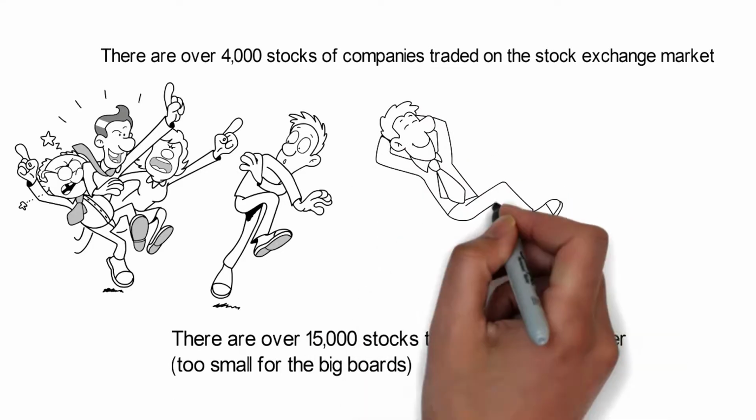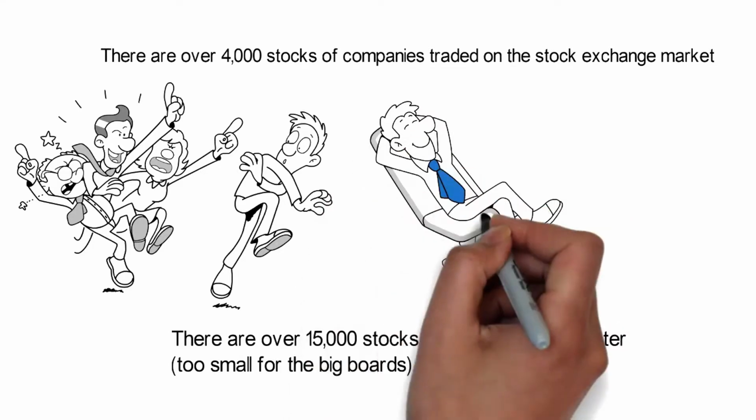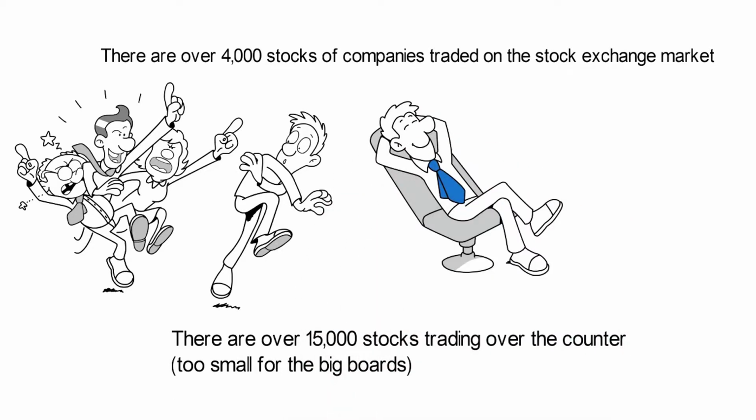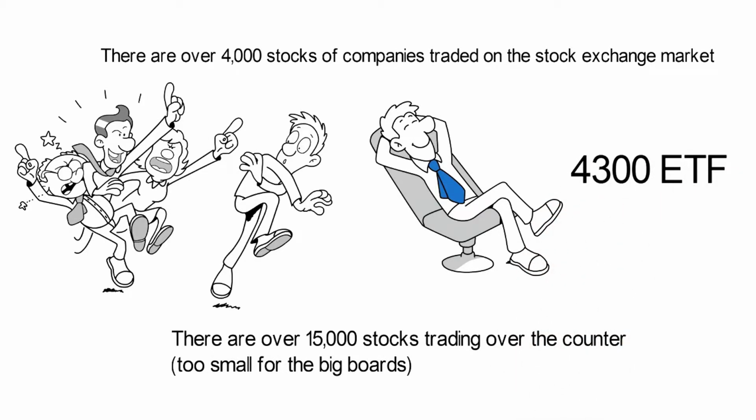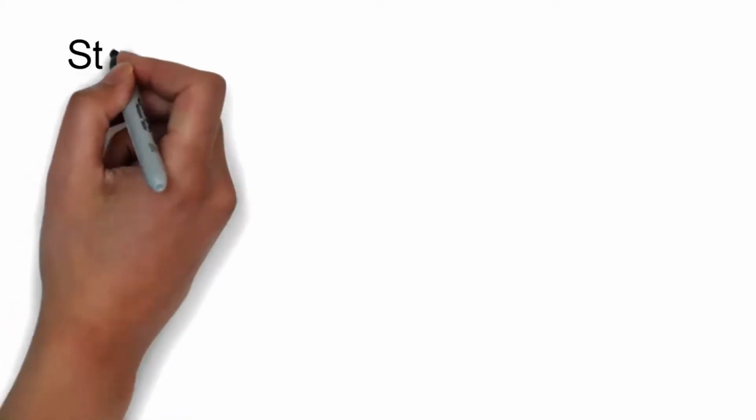You'll make plenty of money staying in the big boards, and you'll make plenty of money doing ETFs over the big board. And there are 4,300 ETFs anyway, so there's plenty to choose from. You just need to choose ETFs that have a lot of volume.